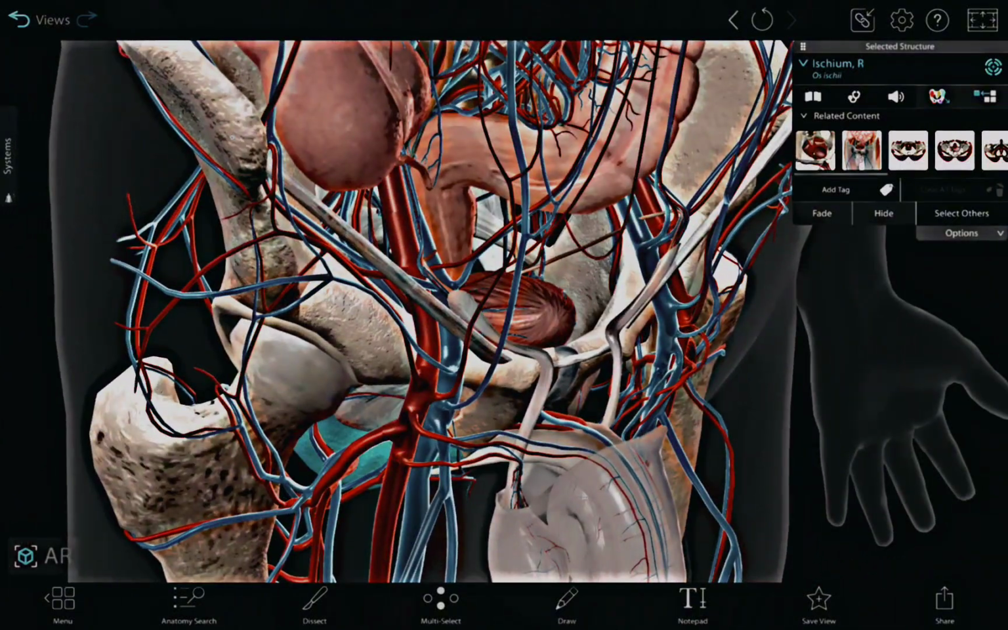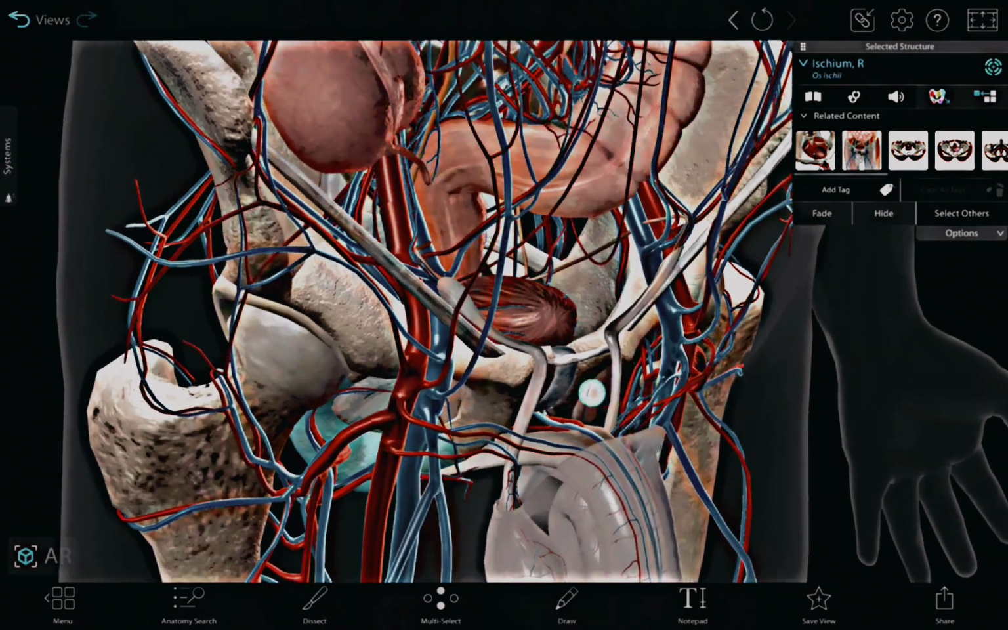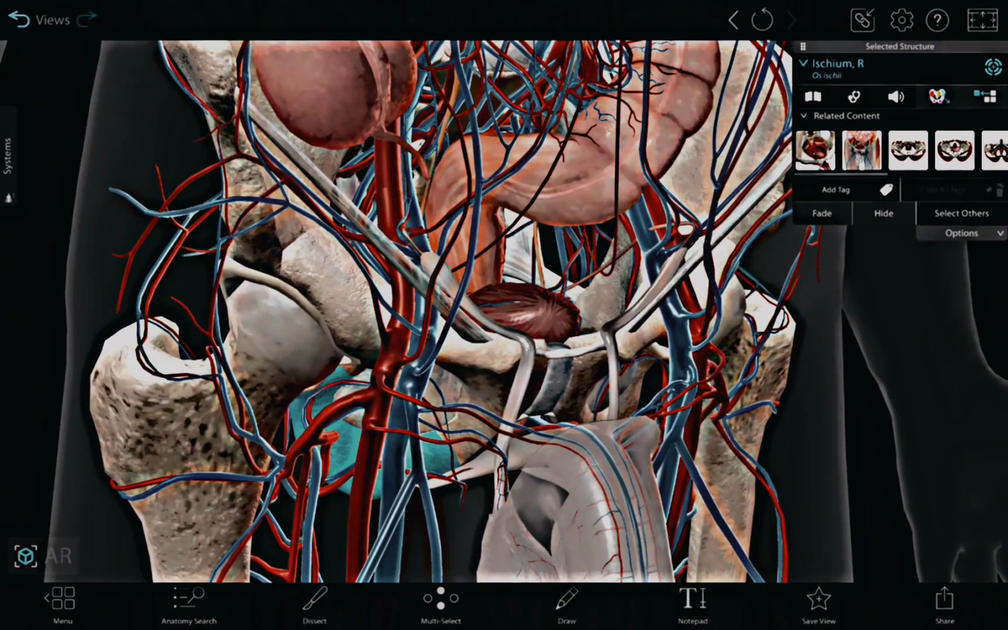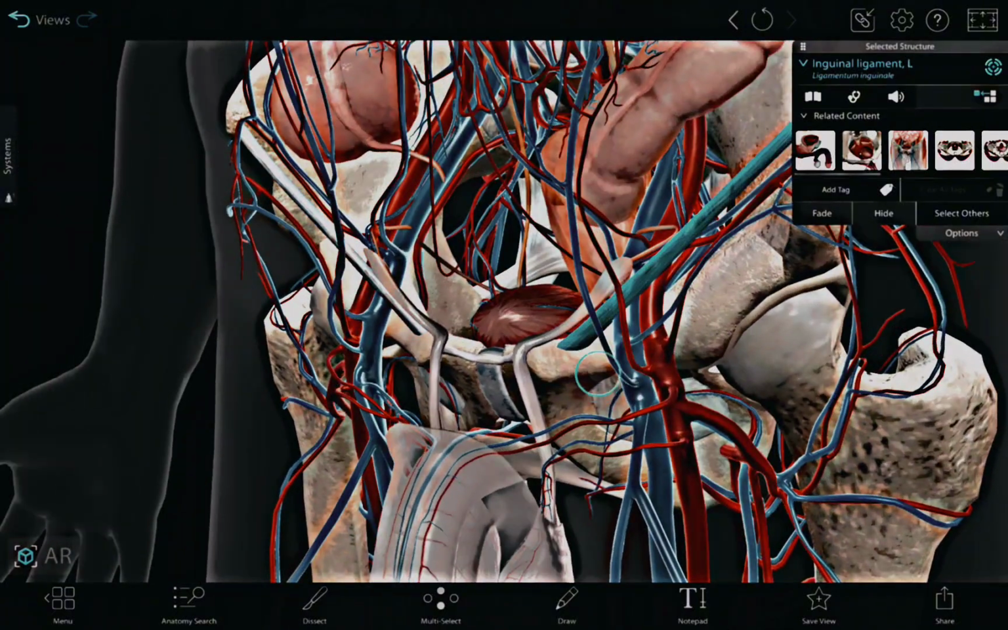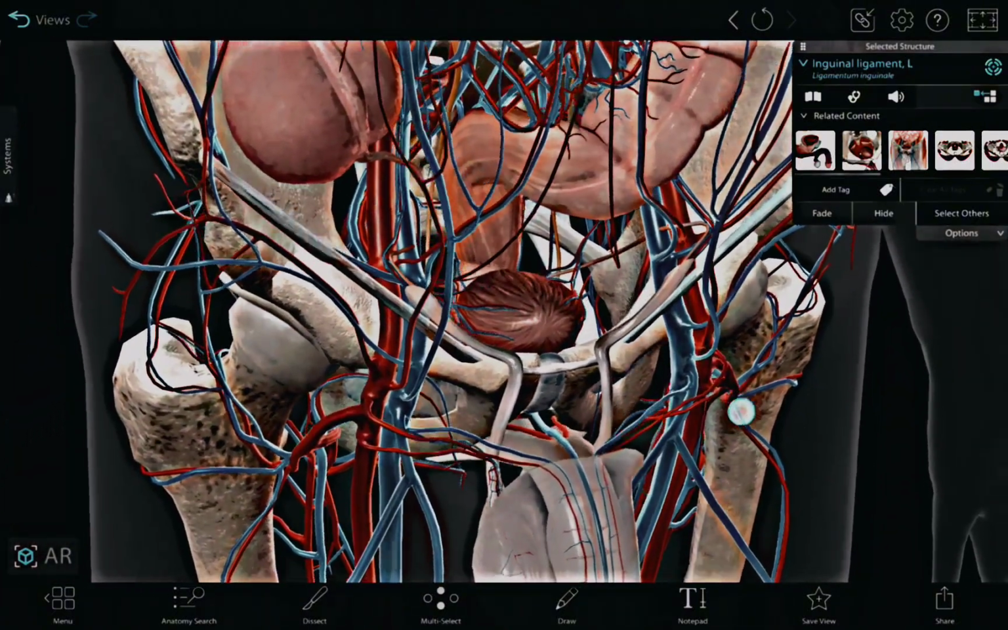The ilium and the pubis are joined by a ligament called the inguinal ligament. We have one pair of inguinal ligaments.